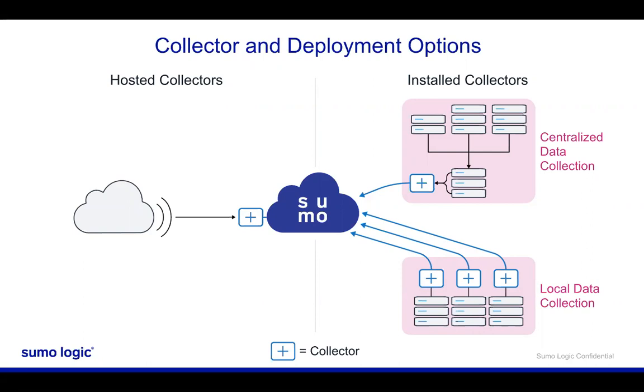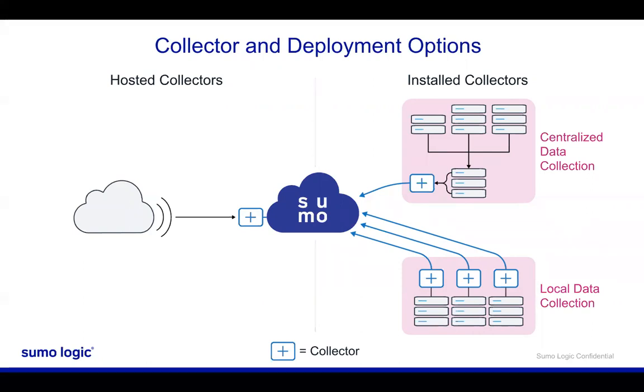On the right-hand side of the screen, you have those installed collectors. And there's two flavors of those, centralized and local. Both acting basically in the same way. They're grabbing data and bringing it into Sumo Logic. But you have two options of where or how that data is grabbed, or what device is grabbing that data.